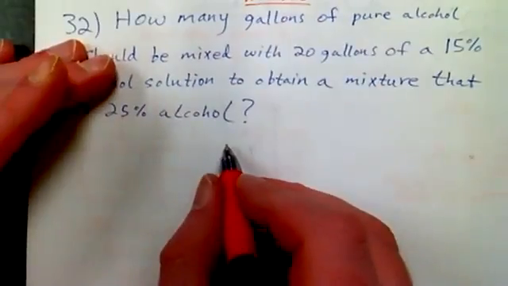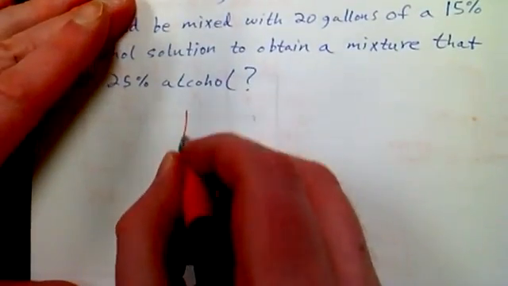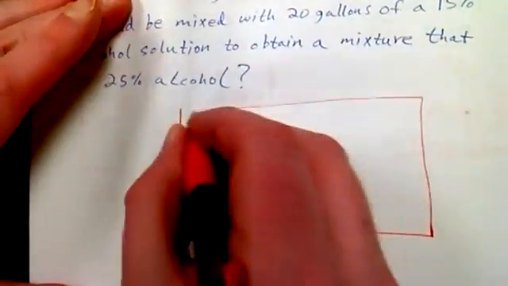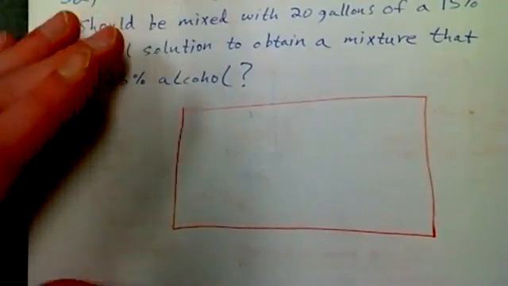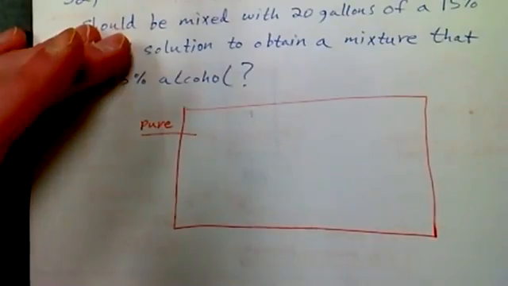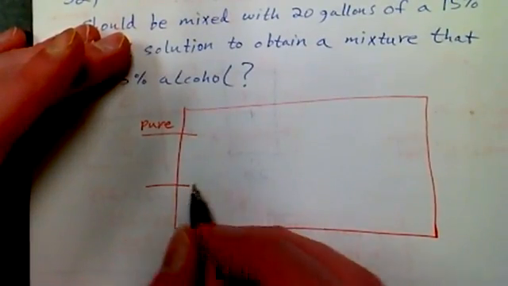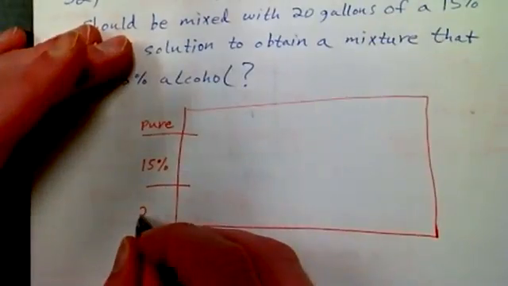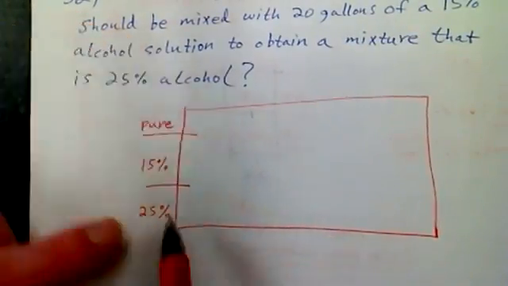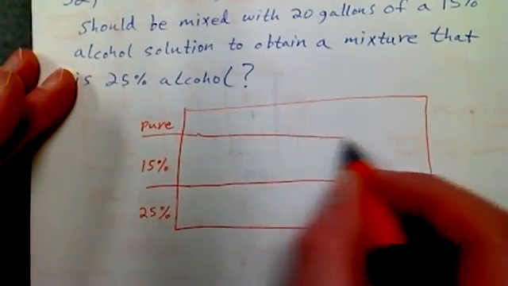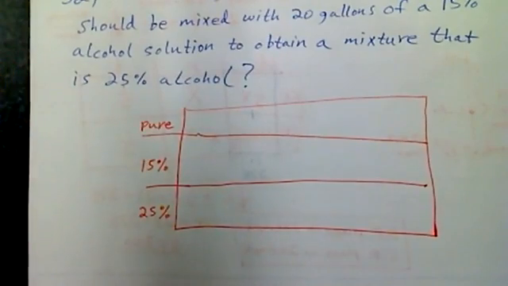Here's what I'm going to do. I'm going to make a table, okay, fairly big table. And I'm going to have the pure alcohol, the 15%, and the 25%. This is what we want, right? And I'll draw these across, okay? So this is kind of like a little bit of chemistry almost, okay?